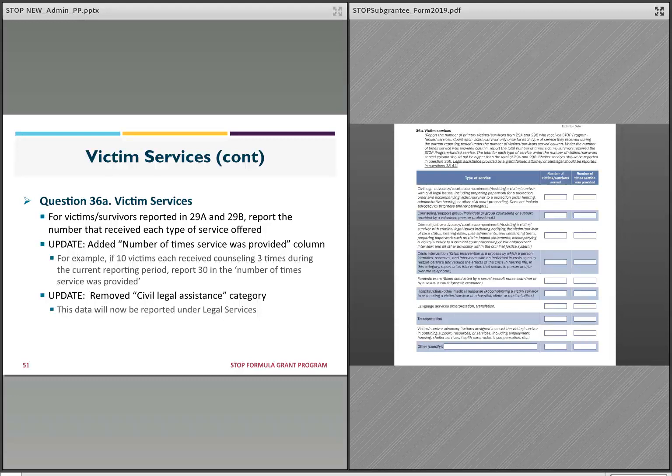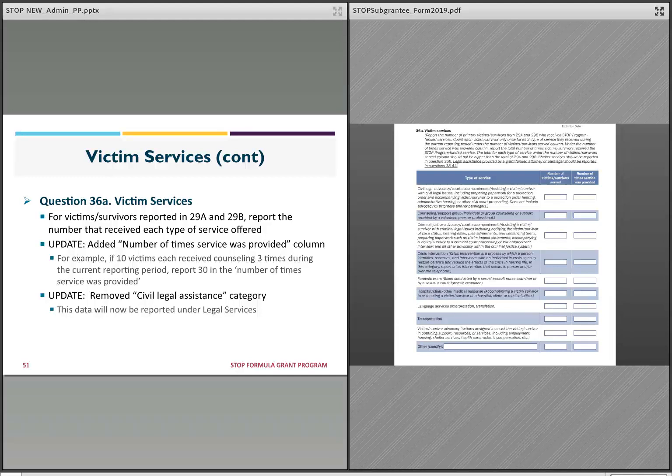One change to this question that you will notice if you have looked at previous subgrantee progress reporting forms is that there is now an additional column that asks for the number of times a service was provided. This number should be an aggregate representing all of the times any victim was provided a service. So for example, if 10 victims each received counseling 3 times during the current reporting period, 30 should be reported in the number of times service was provided.